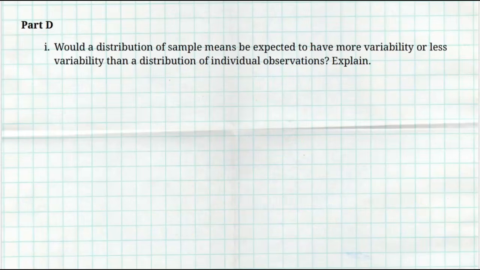And that's exactly what part D wants to now bring up. Would a distribution of sample means be expected to have more variability or less variability than a distribution of individual observations? Now, this question actually has nothing to do with baseball or hits or runs. They're just saying, does a distribution of sample means, which is a sampling distribution, have more or less variability than a distribution of individual values? So if we look at a population, the distribution of individual observations that you see in a population, and compare that to a sampling distribution for sample means, looking at samples taken from that population and looking at the mean of the sample, is there going to be less variability?